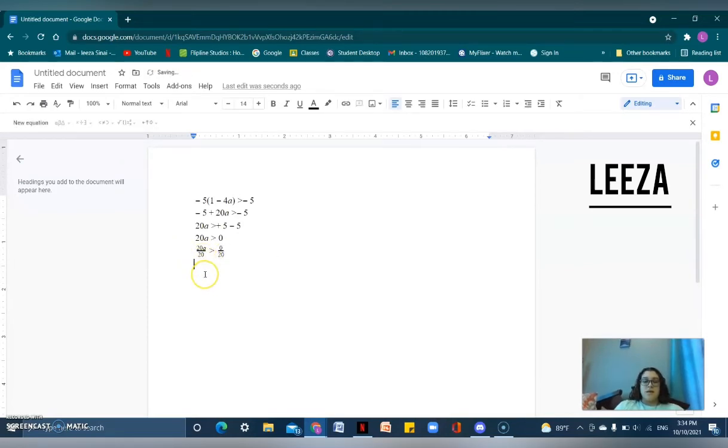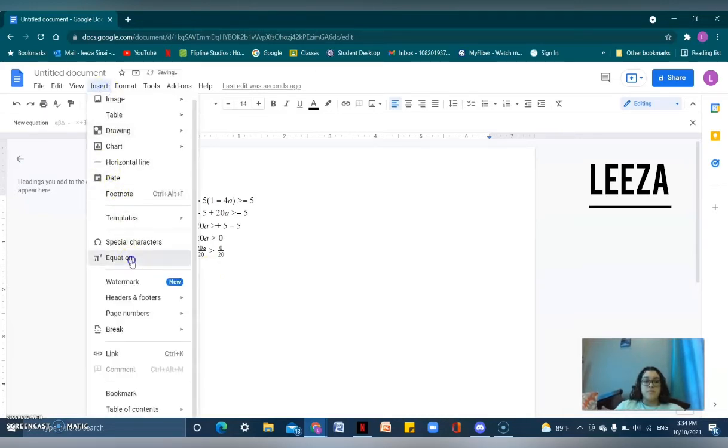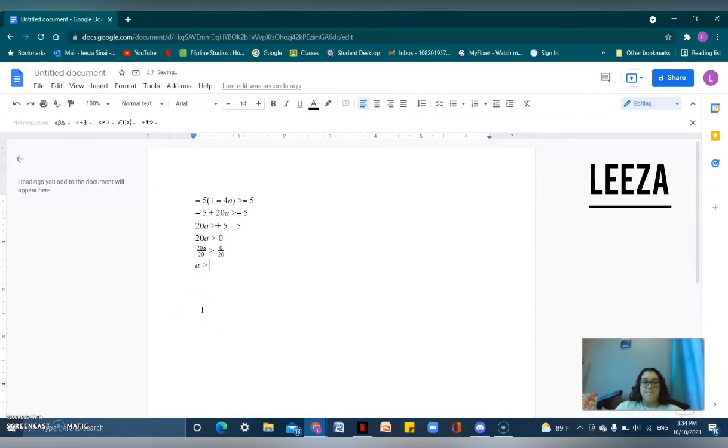And 20 divided by 20 is, you cancel that out, so it becomes only the a by itself. And then 0 divided by 20 is 0. Now we have the answer.